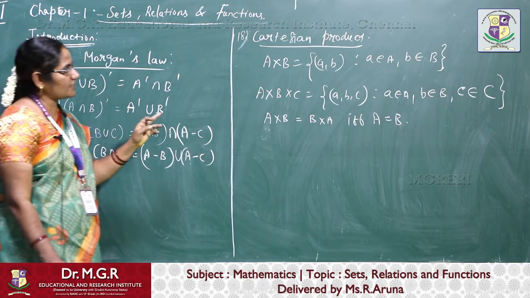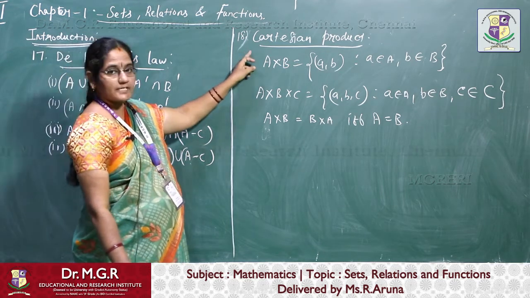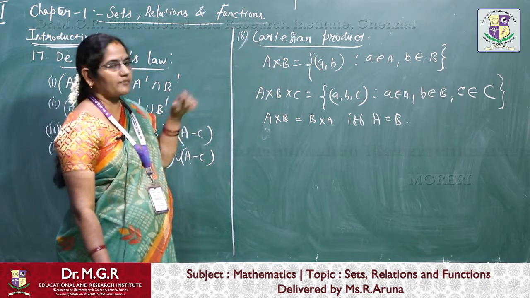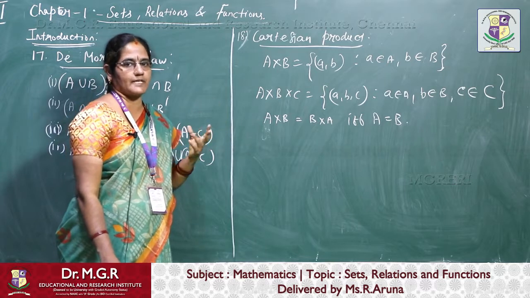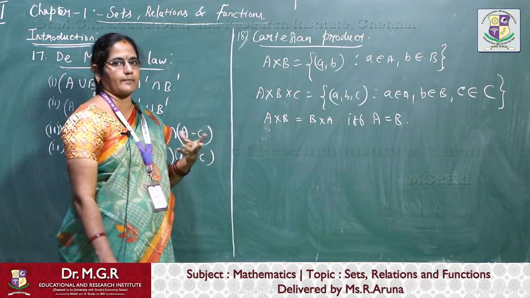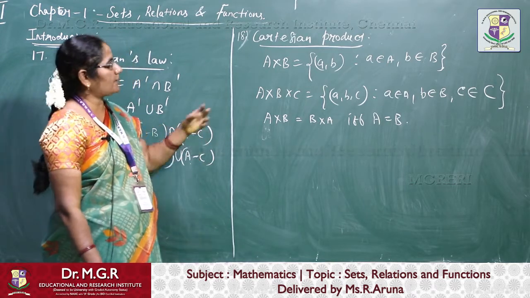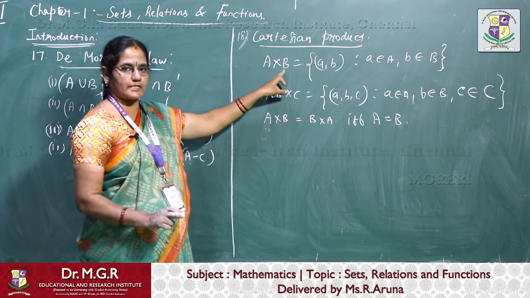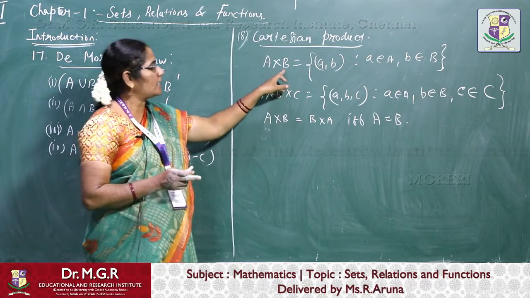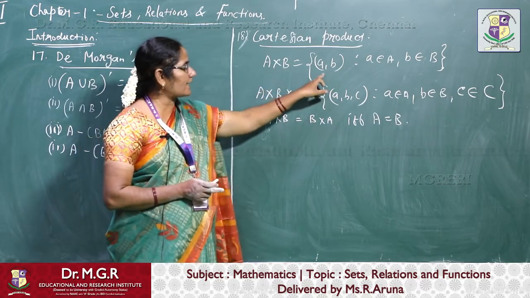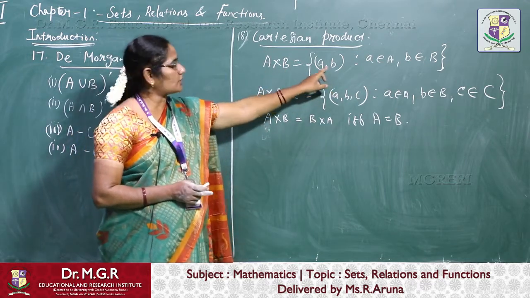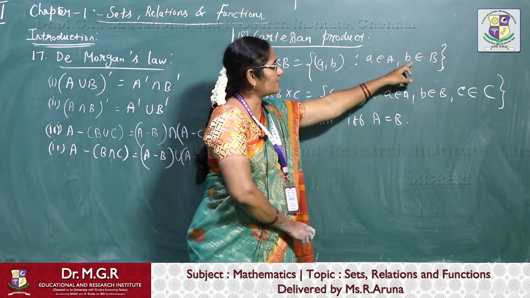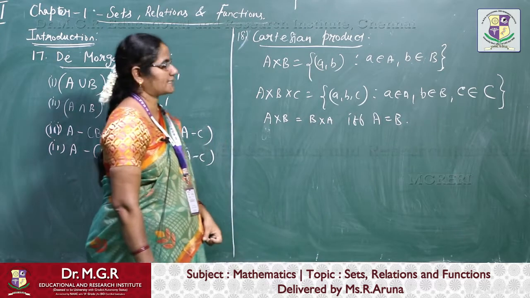The last definition for our introductory portion is Cartesian product. For Cartesian product, we can take many sets, either 2 sets, 3 sets or multiple sets. So the product is defined as follows. If we take 2 sets to define a Cartesian product, we have an ordered pair of elements. The first element is taken from the first set and the second element is taken from the second set.